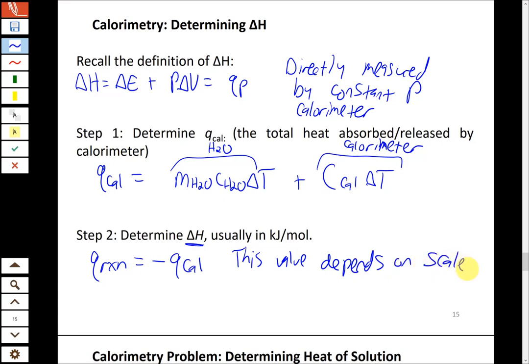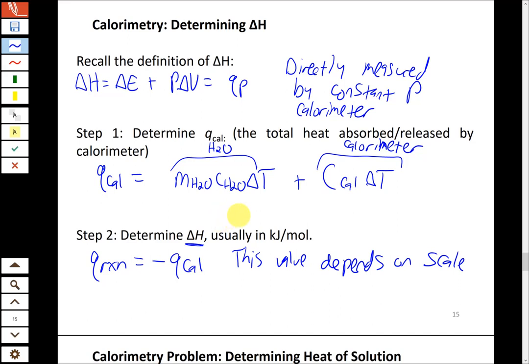Like if we did a combustion reaction of, let's say, gasoline in a calorimeter, if we burned like one drop of gasoline, that's going to release a little bit of heat. If we burned a gallon of gasoline, that's going to release a ton of heat. So the amount of heat that we measure depends on how much reactant we're using for that process. So it's not a very useful number on its own. What we're really interested in is the delta H for the balanced chemical equation itself.